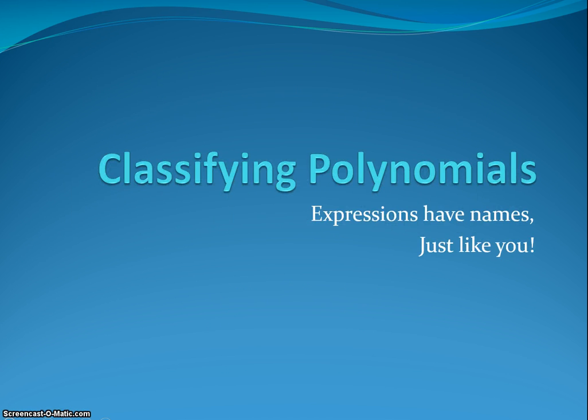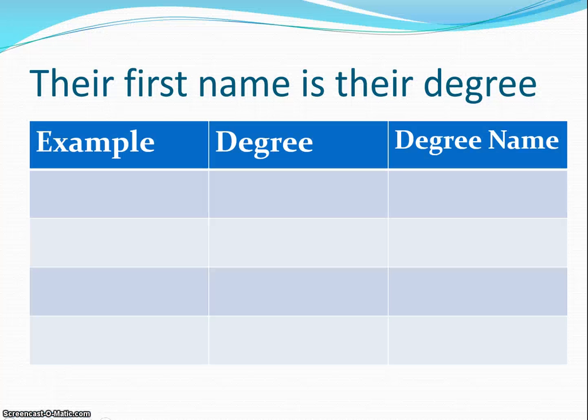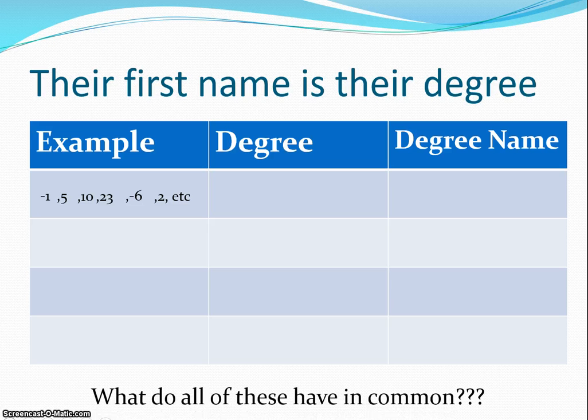When classifying polynomials, you need to remember that expressions have names, just like you do. Their first name is their degree. The degree is their highest exponent. So when I'm looking at these examples, what do they have in common? Well, each of them has a highest exponent.